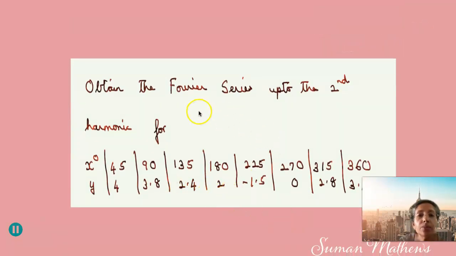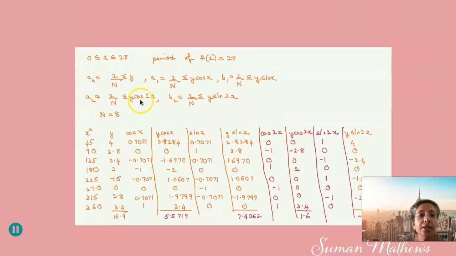Coming to the second problem, obtain the Fourier series up to the second harmonic for, again you are given the set of values, you are given x in degrees and y. And again x lies between 0 and 2 pi, so the period of f(x) is 2 pi. Again a0 is 2 by n summation y, we have to find up to the second harmonic. So a1 is 2 by n summation y cos x, b1 is 2 by n summation y sin x, a2 is 2 by n summation y cos 2x, and b2 is 2 by n summation y sin 2x. Again n is 8 here because there are n observations.